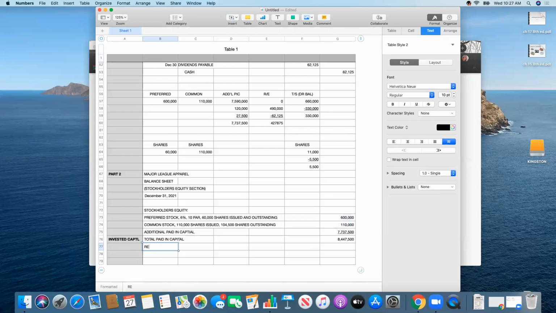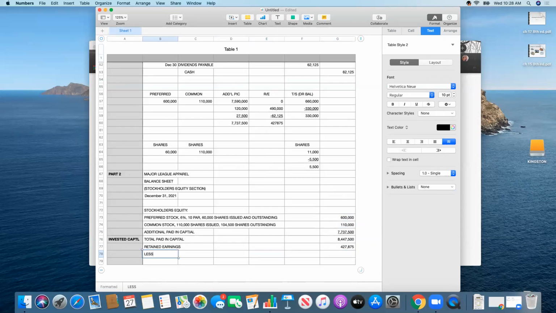Retained earnings. Now remember retained earnings, we just figured out up here: 427,875. Now in some books, they ask you to take a subtotal here, but our book doesn't do that.